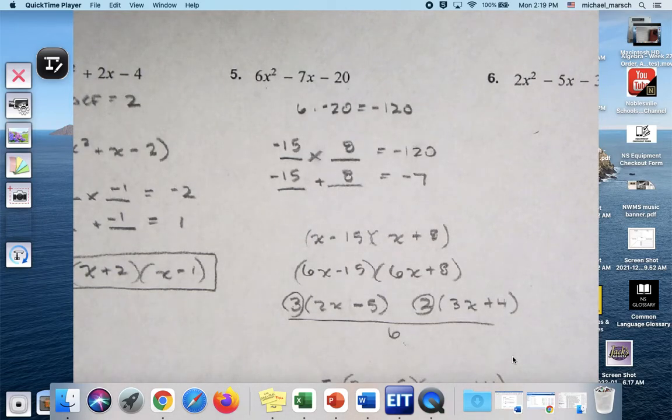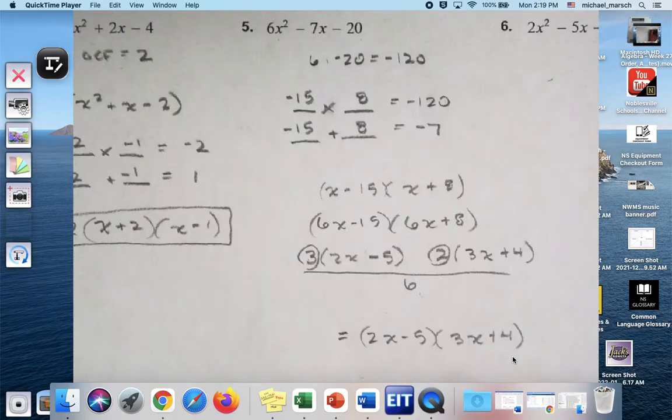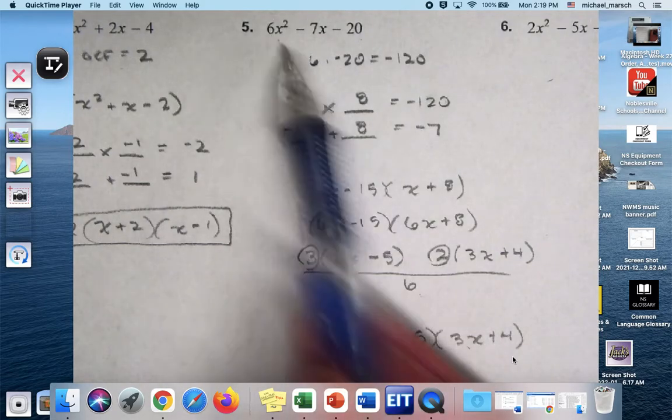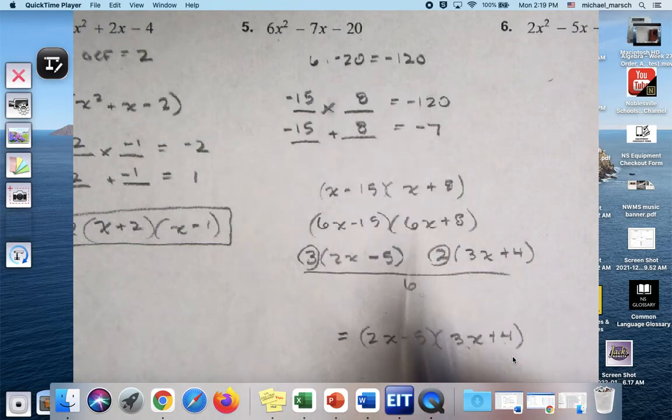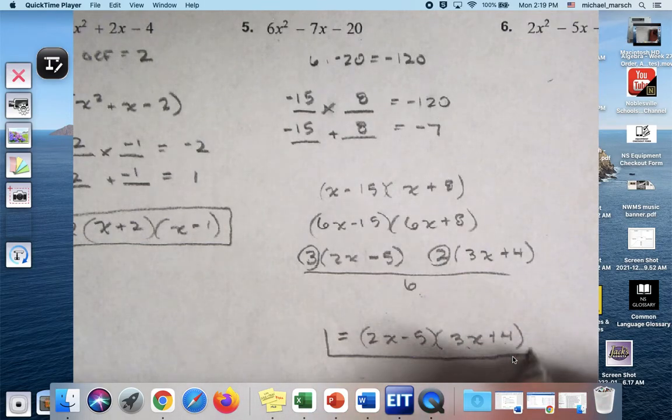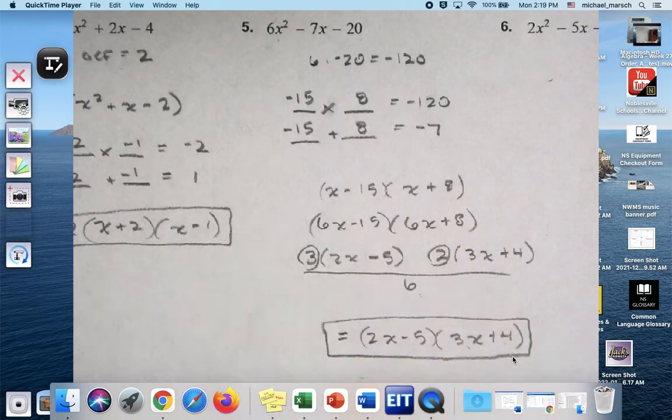And I need Nolan to remind everybody, how can we check our work? You just solve that. You FOIL it, right? So this should give me 6x squared. Great. 8x. 8x and negative 15 is going to give me negative 7. Negative 5 and 4 gives me negative 20.